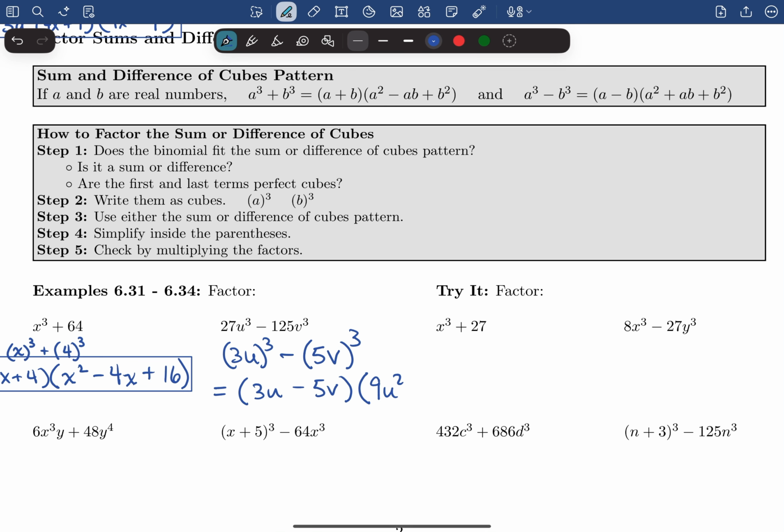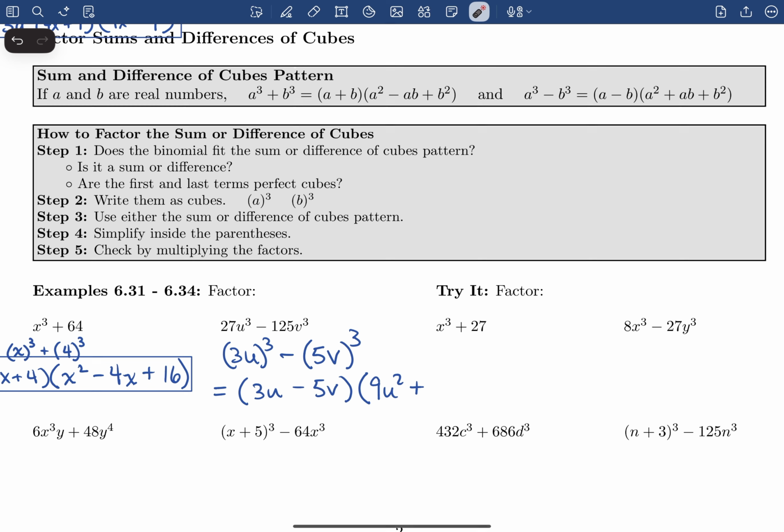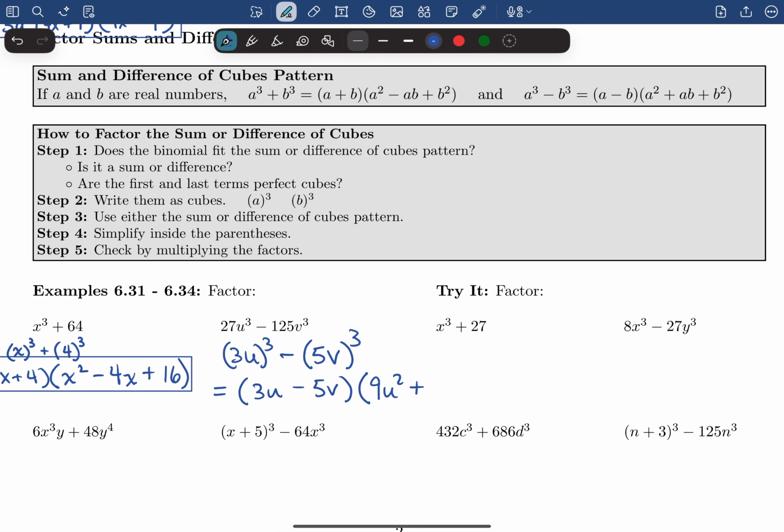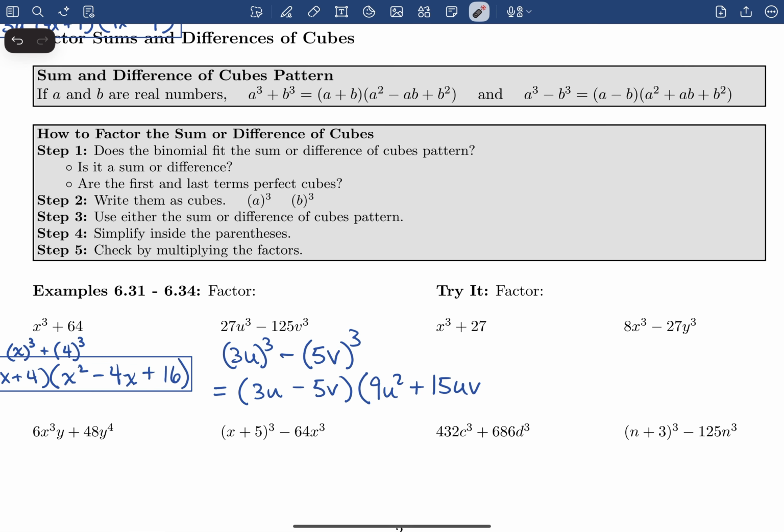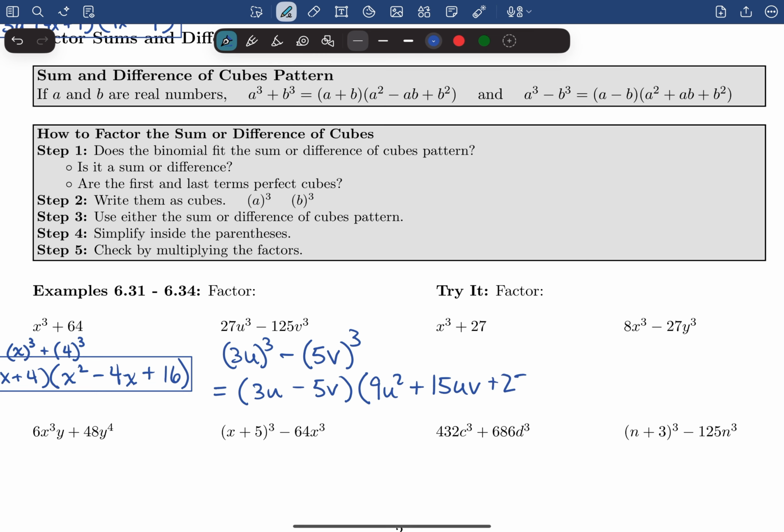Now we're going to add a times b. So it's 3u times 5v, and 3 times 5 is 15, and then I have the u and the v that are multiplied with it. Next, we're going to take the b value and square it. So 5v, I'm going to square that. So 5 squared is 25, and v squared is v squared. So there I have completed the factoring pattern for the difference of cubes.